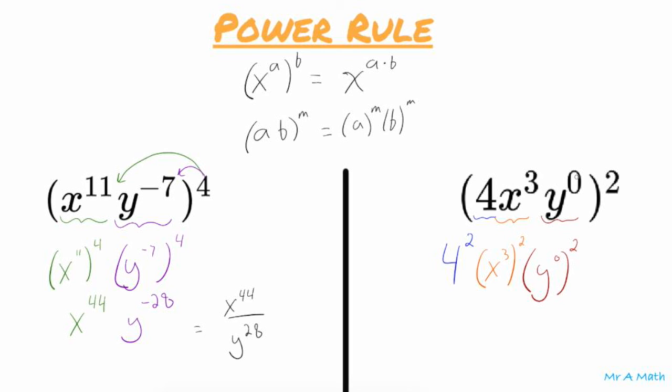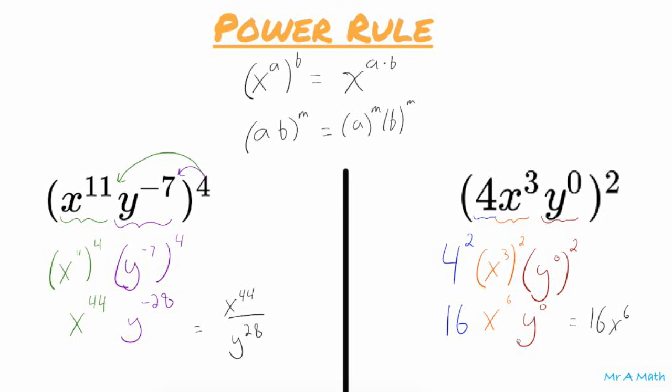And so let's simplify this down a little bit. 4 to the 2nd power, well, that's just 16. X to the 3rd power to the 2nd power, if I use my power rule, that's just 3 times 2, so it's just x to the 6th power. And then y to the 0th power to the 2nd power, well, when I multiply these two numbers, y to the 0 is what I get. And so then for my final answer, I can write it just as 16 times x to the 6th.